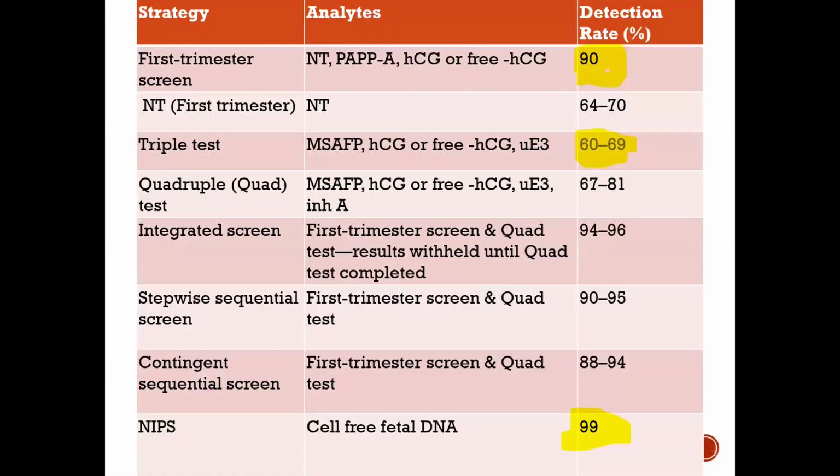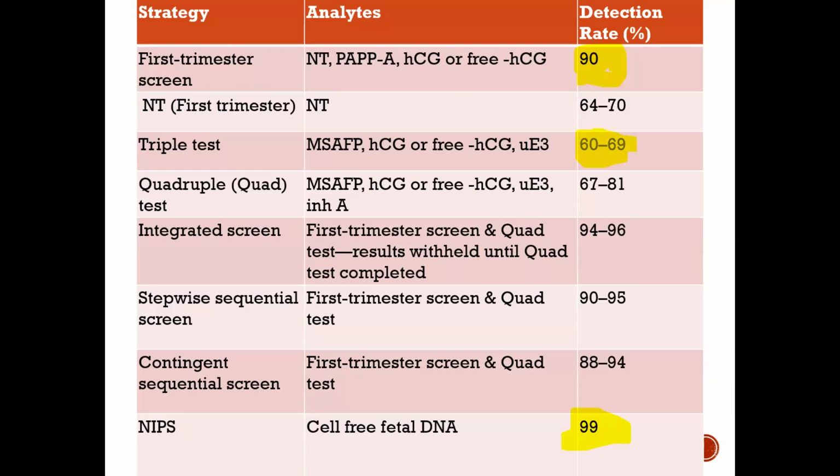Now, if we compare, first trimester combined screening, that is the anti-scan along with first trimester biochemistry, has a detection rate of 90%. The quadruple marker test has a detection rate of 67 to 81%, while NIPT has 99%. So all tests are good. All these three tests are good. But if we see, the triple test has the lowest detection rate. That's why the triple test is obsolete now.